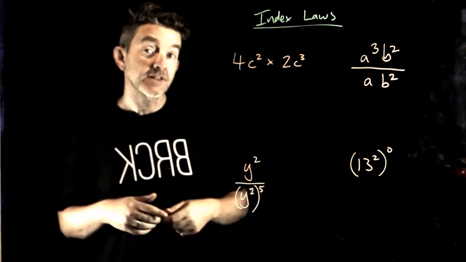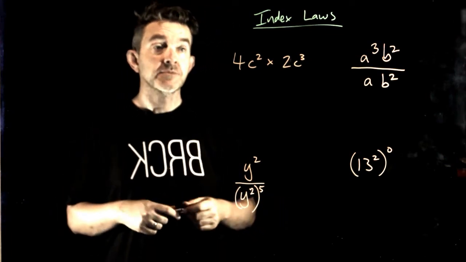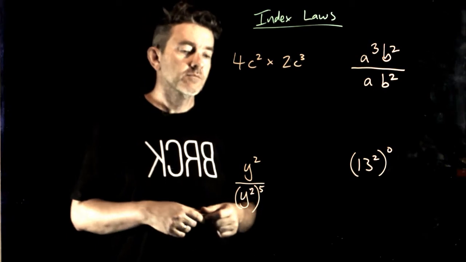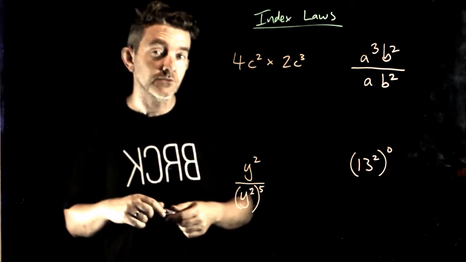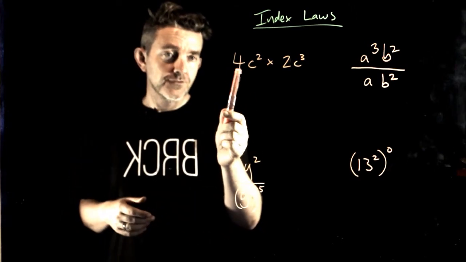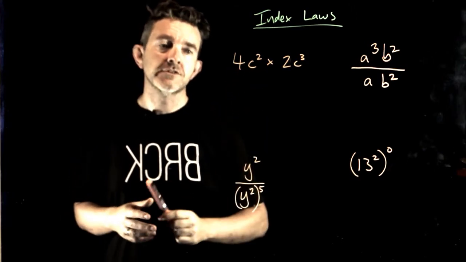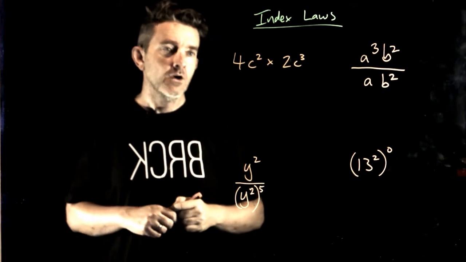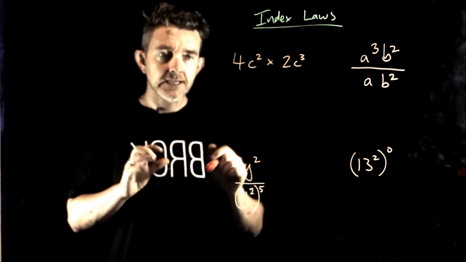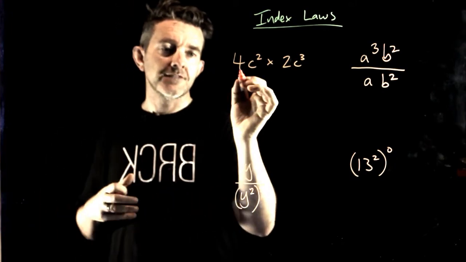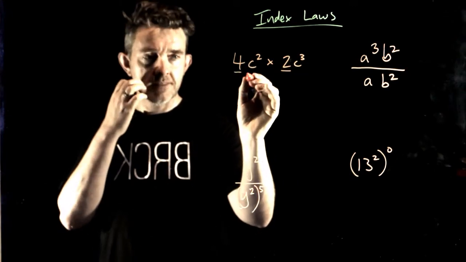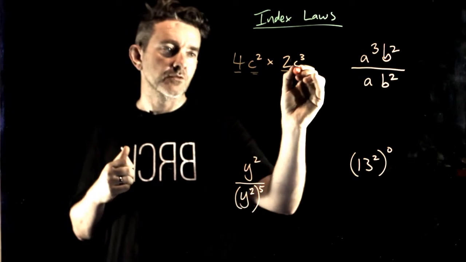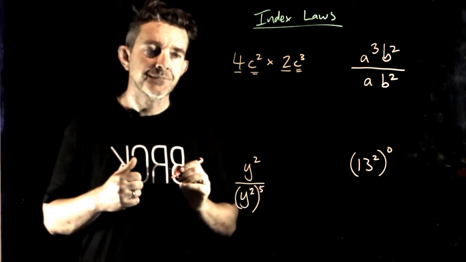Okay, I'm going to do some of the examples for the index laws, throwing a couple of tricks in there perhaps, and sometimes you might have to apply more than one index law to solve something. This very first one, 4c squared times 2c to the power of 3. What you do, if you've got numbers and letters together, is you multiply the numbers together, and then you multiply the pronumerals together.